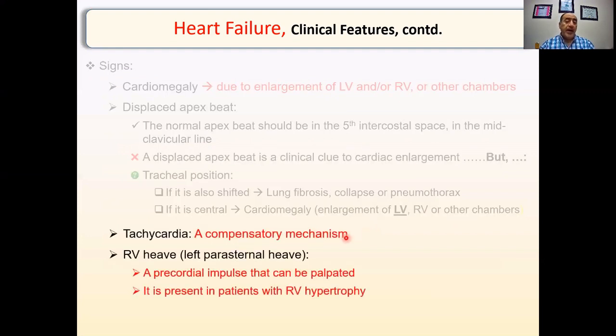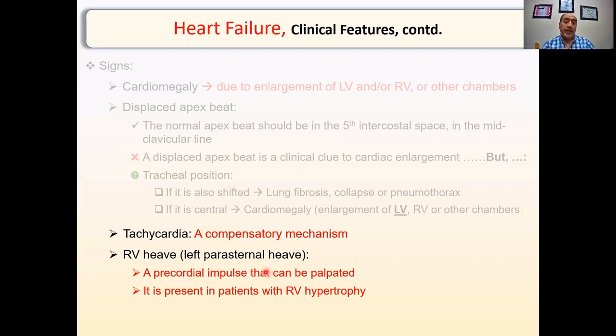Then tachycardia as a compensatory mechanism. Because now there is less blood reaching the circulation, there will be activation of the sympathetic nervous system and an increase in the heart rate, as we'll discuss in the next video. Right ventricular heave or left parasternal heave, both are the same thing. It's a precordial impulse. Precordial means the area on the thorax above the heart, and the impulse can be palpated.